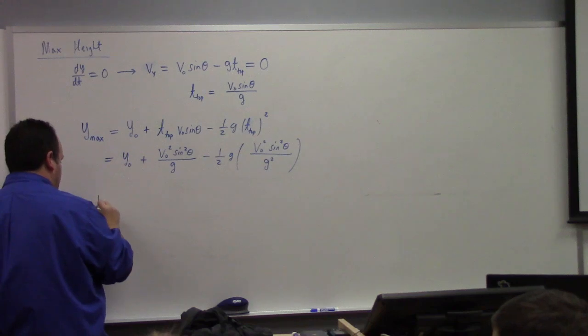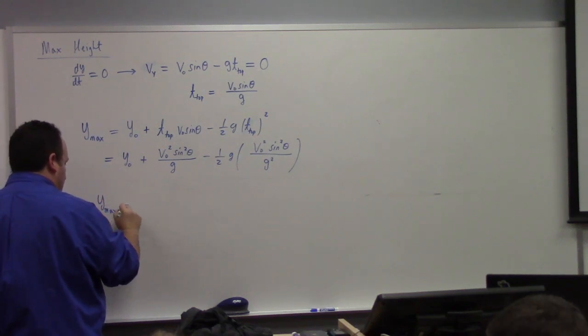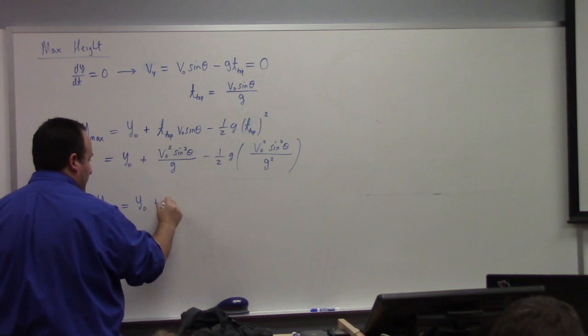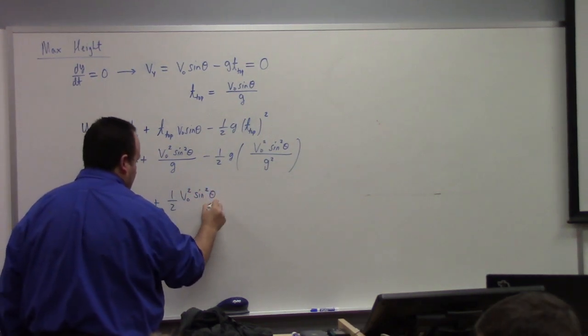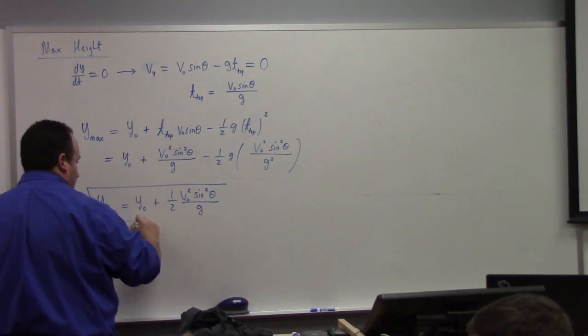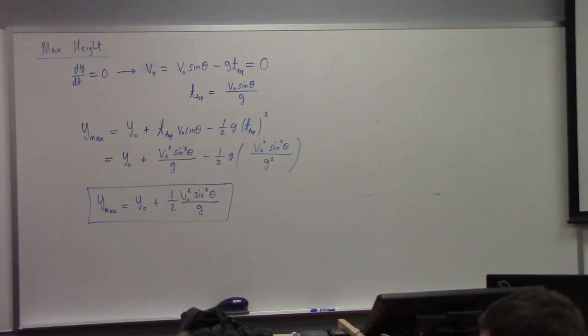So what do we got? We've got y max is equal to the initial y plus 1/2 v naught squared sine squared theta over g. So there you go. That's the formula to find the max height for projectile motion. Does that make sense? All we did was we found the time when the velocity was 0, which is the highest point, right? And then we plug that into the y formula to get the y max.